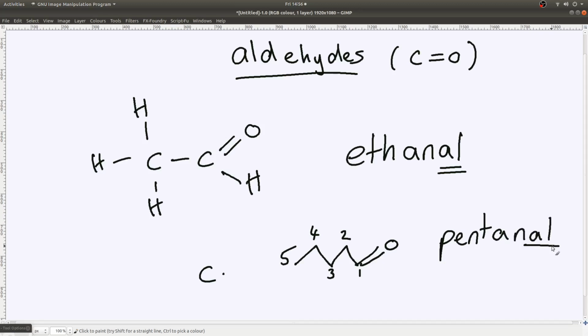So what have we got so far? We've got the alkanes. We've got the alkenes, which is where we've got a carbon-carbon double bond. We've got an alcohol, which has an OH group. And we've now looked at aldehydes, which is where we have a carbon double bonded to an oxygen atom at the end of the carbon chain.